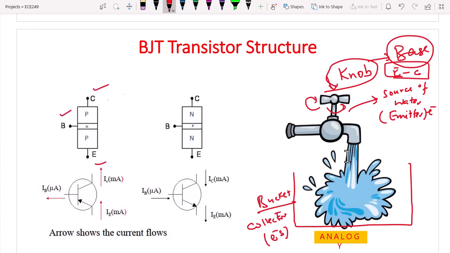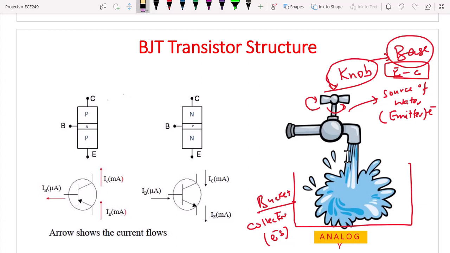And the second important point is, out of collector and emitter, the emitter will have more number of electrons or you can say holes, depending upon whether we are discussing PNP or NPN, and the collector will be larger in area. We will be discussing all those points.